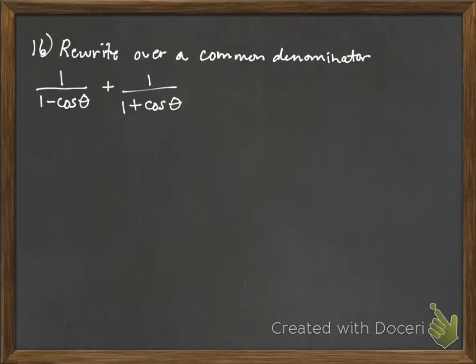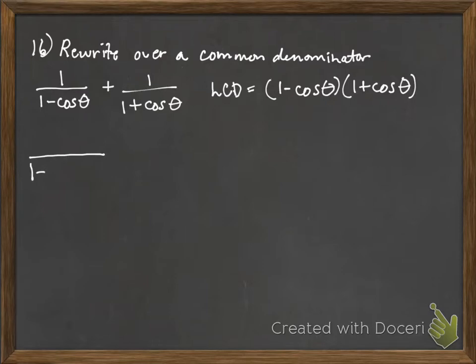Rewrite over a common denominator, 1 over 1 minus cosine theta plus 1 over 1 plus cosine theta. Notice that both of those are binomials. So to find the least common denominator, we have to include both binomials, 1 minus cosine theta times 1 plus cosine theta. My next step here is to write each one of these having the correct denominator and build it up. So I had 1 minus cosine theta. I also need 1 plus cosine theta.